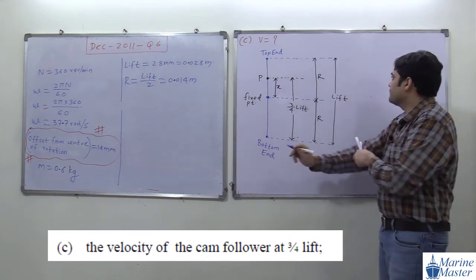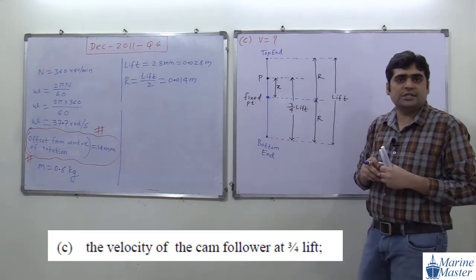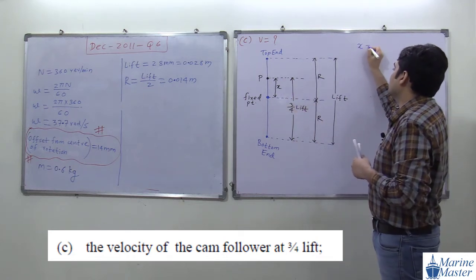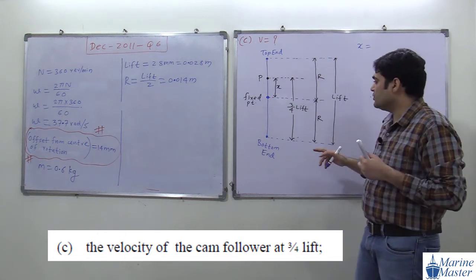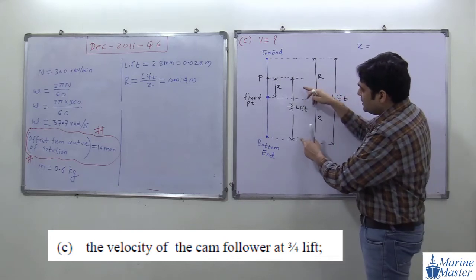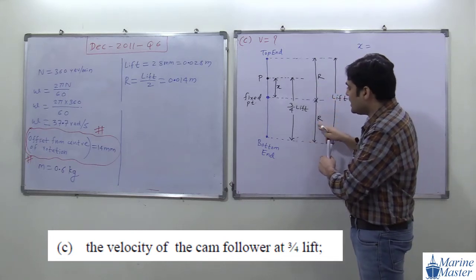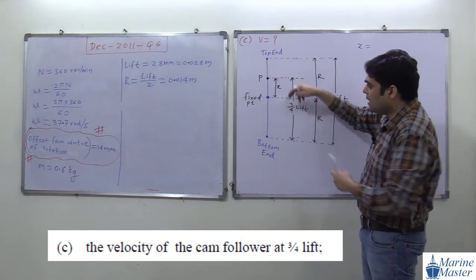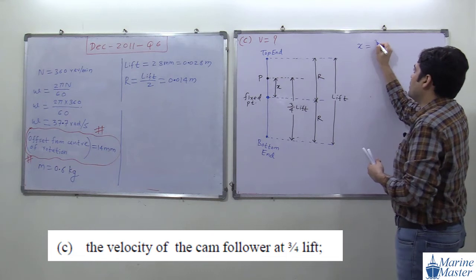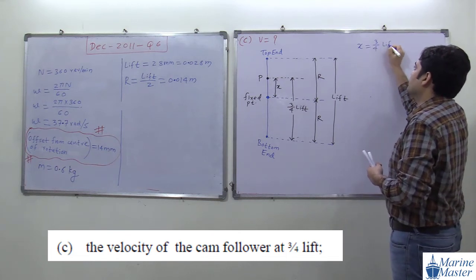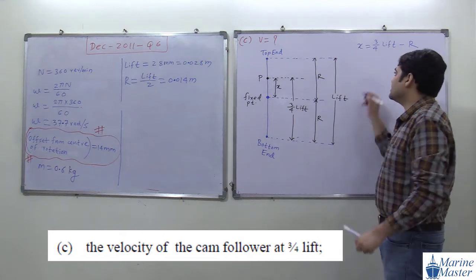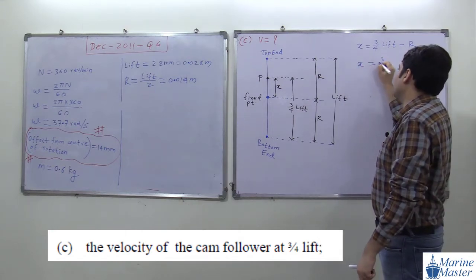So to get the value of velocity, we need the distance value of this x. See the drawing here. X is from here to here, 3/4 of lift. If you subtract r from this 3/4 of the lift, we will get this x. So x is equal to 3/4 of the lift minus r. Very simple discussion.